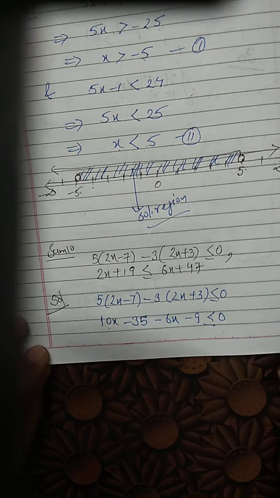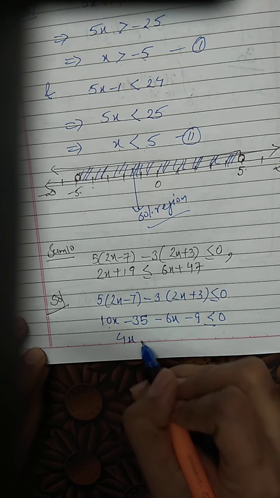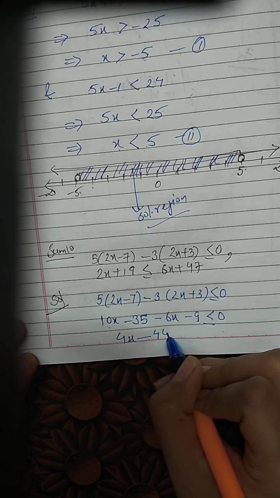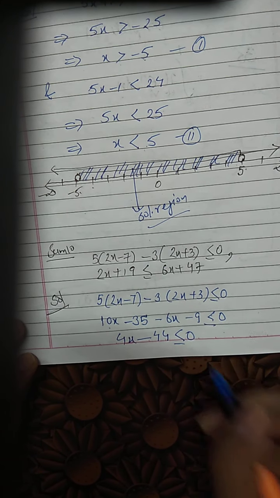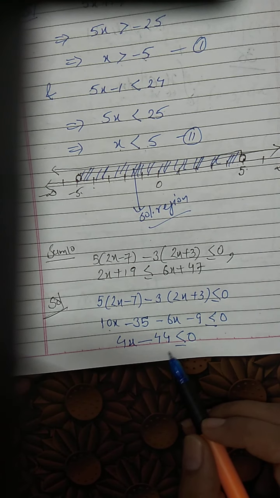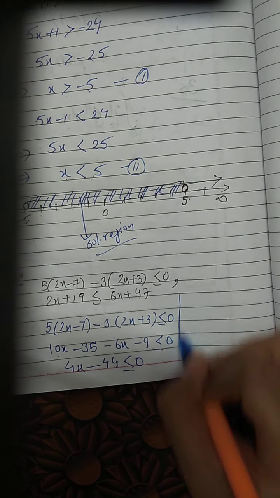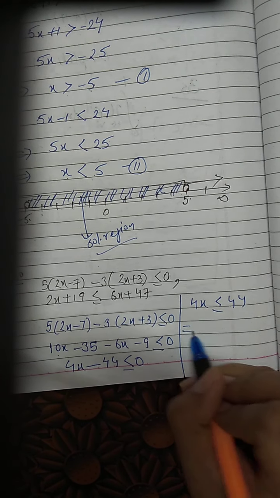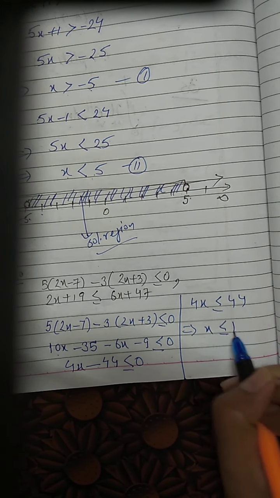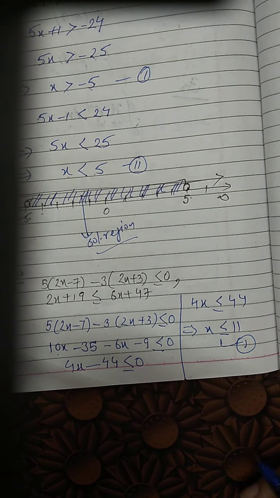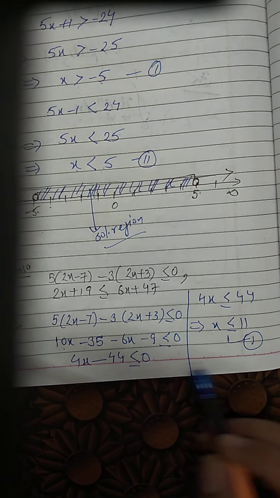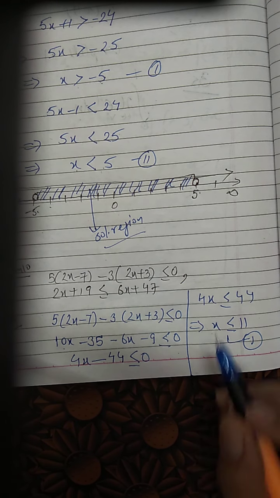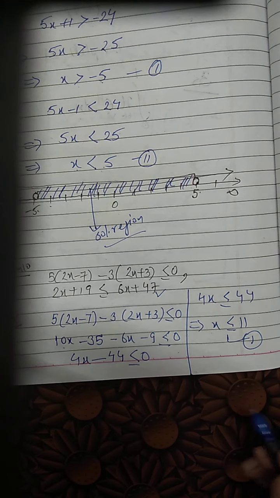So 10 minus 6, we will have here 4x minus, and here we will get 44 less than or equal to 0. So minus 44, when we transpose to the right side, what we will get here, 4x is less than or equal to 44, which implies x will be less than or equal to 11. So this is the solution from the first inequality, that we will have all x less than or equal to 11. Similarly, we will solve the second inequality.